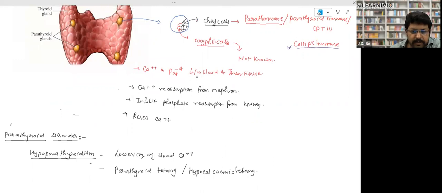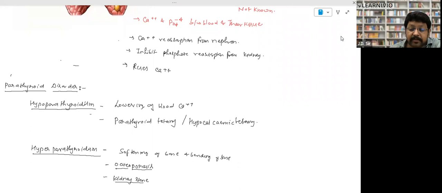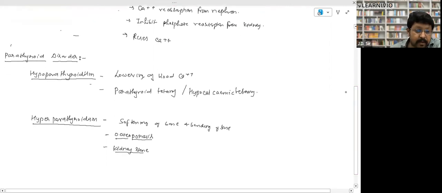It maintains the balance of calcium and phosphate between blood and tissues, right? It is responsible for calcium reabsorption from the nephron. We have studied this in the urine formation part. It inhibits phosphate reabsorption from the kidney and releases calcium. Look, calcitonin is responsible for suppressing the release of calcium. Its function is opposite to calcitonin, right? It is responsible for release of calcium.